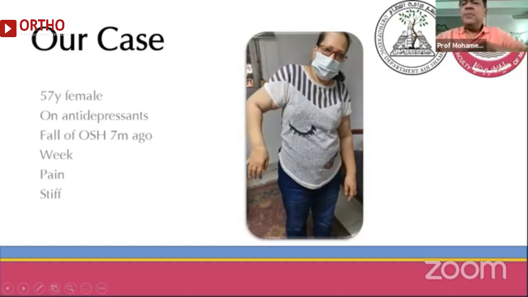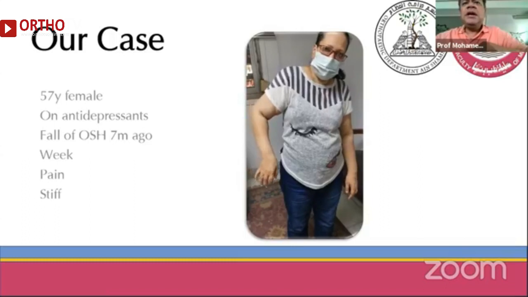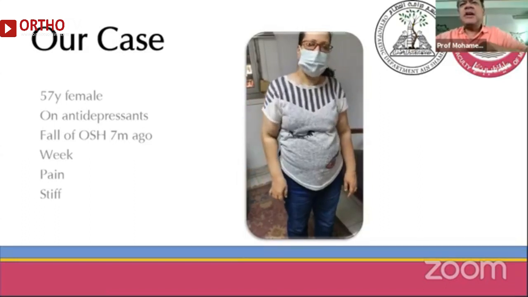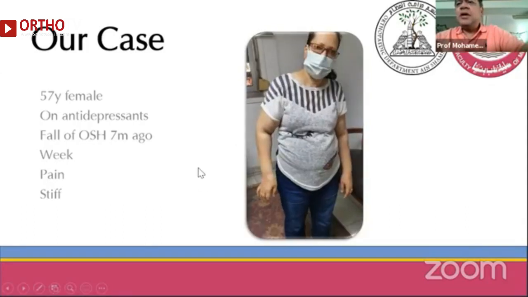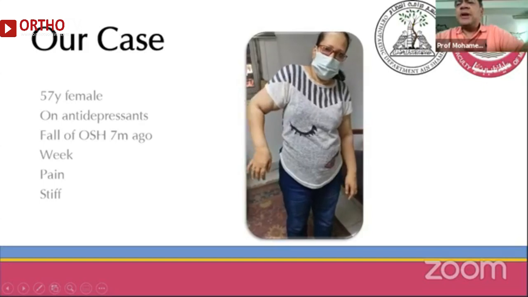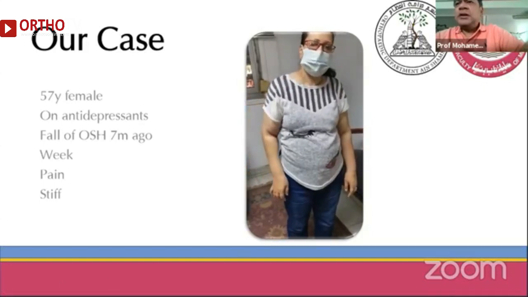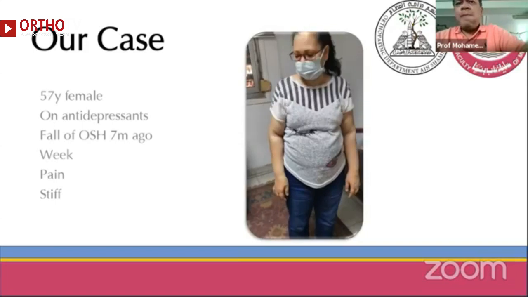So let me discuss with you this case of a nice lady, a 57-year-old female, who actually has depression and is on antidepressants. She fell on her outstretched hand a month ago, and now she has pain, weakness, and stiffness, as you see, with pseudoparalysis, as you all see now.